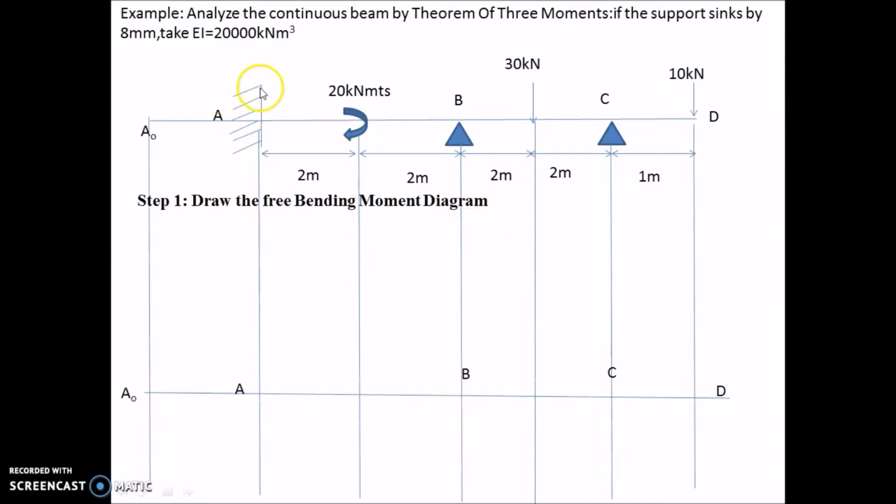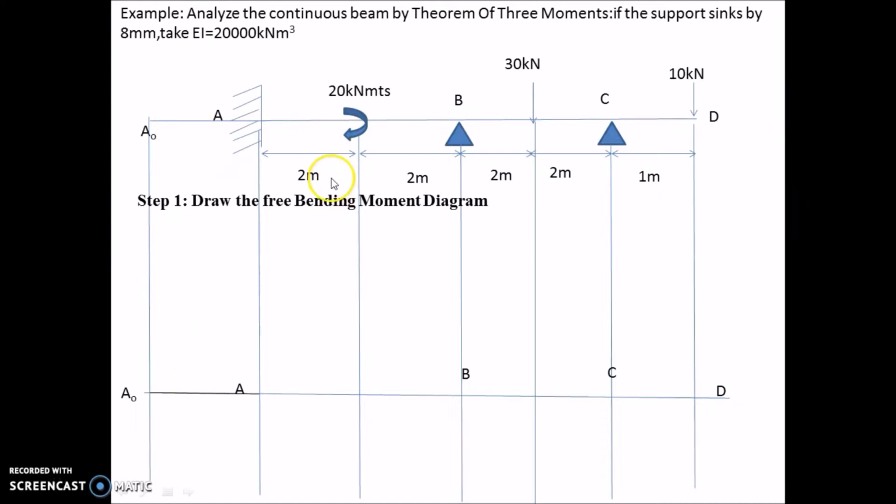Prior to that, since this is a fixed support, we have to assume another span A0A, for which the moment of inertia and length are 0, everything is 0. Just for calculating the moment here, we have to assume this span. Now coming to the free bending moment diagrams, for the span A0A, it will be a straight line. The bending moment here is 0, since there is no load. This is an assumed span, so the value will also be 0 here.